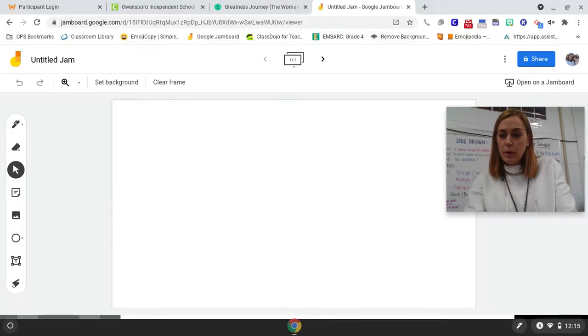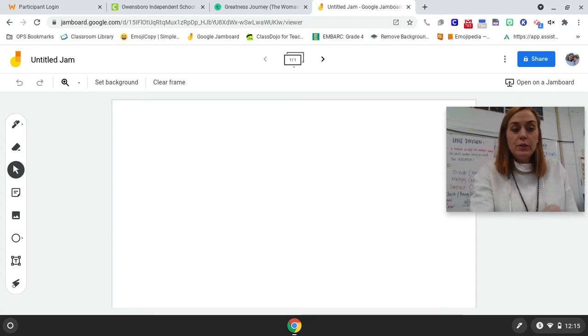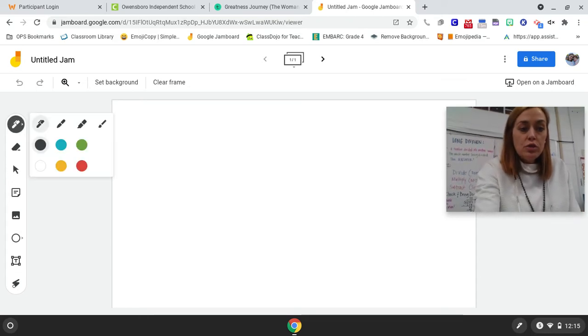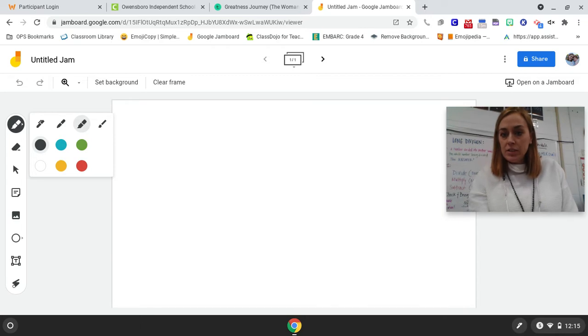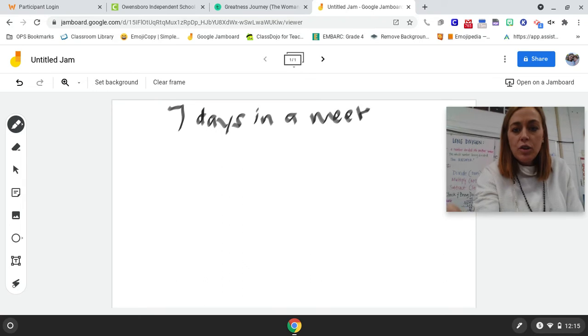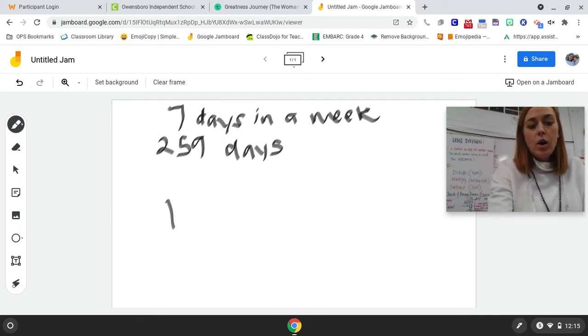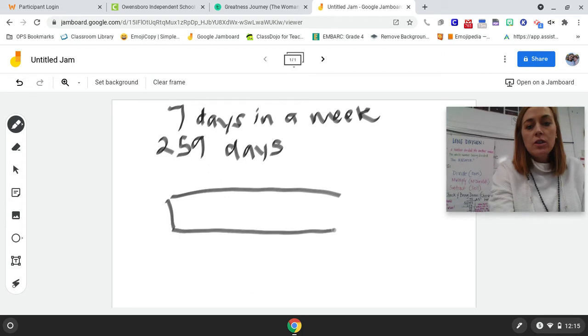So let's go ahead and flip over to my Jamboard here. And what I'm going to do, and hopefully you're going to do this at home with me, is use a tape diagram to illustrate this, okay? So remember, we had 7 days in a week, and then we're trying to see here, we have 259. How many weeks are in 259 days, okay? So what do we know and what are we trying to figure out? Here's our whole.